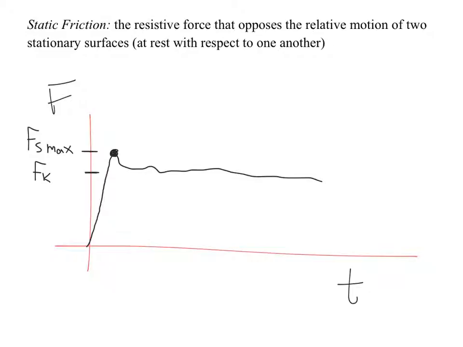So for static friction, we usually say that it ranges from 0 to its maximum possible value. Again, if I push an object with 2 newtons, it can't push back with more than 2 newtons. It's not possible. So it only pushes back with 2 newtons. But then I push with 3 newtons.